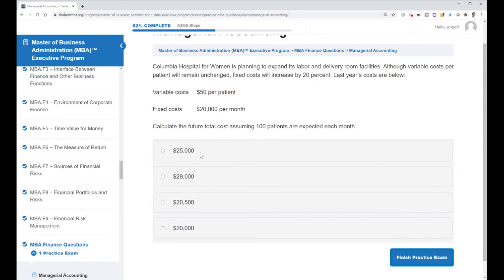And the options are option A, $25,000. Option B, $29,000. Option C, $20,500. And option D, $20,000.